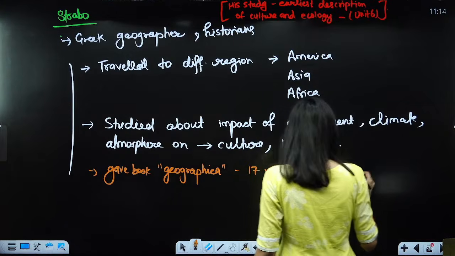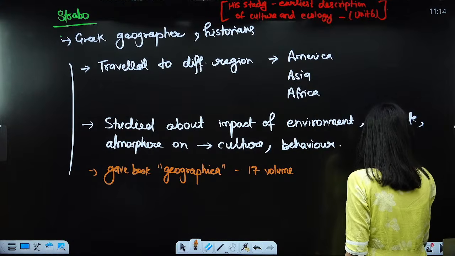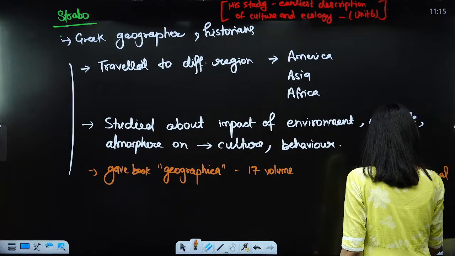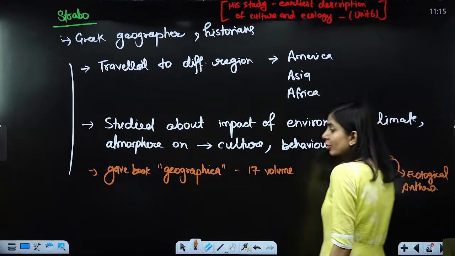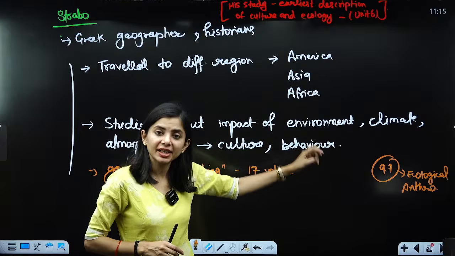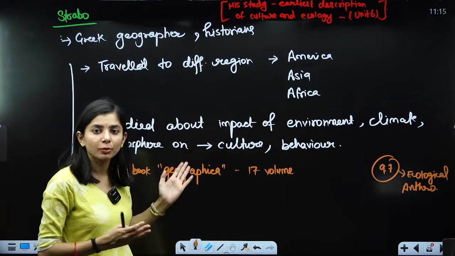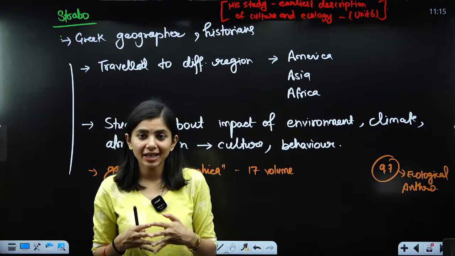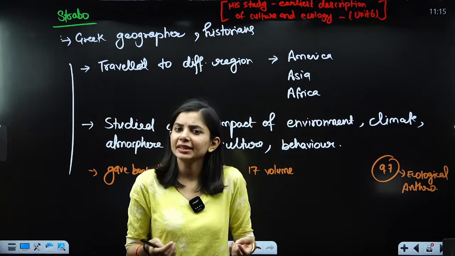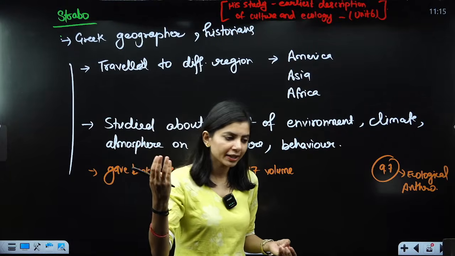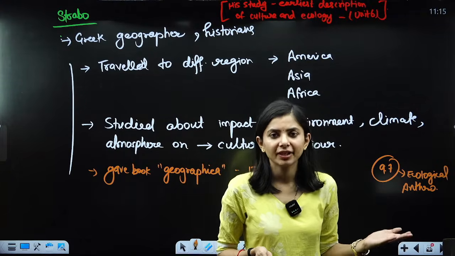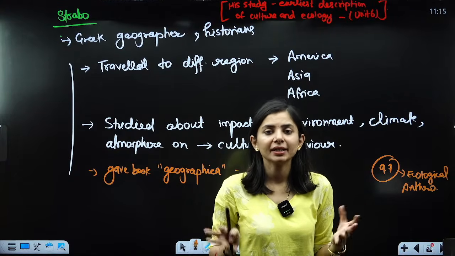Like for example, in unit 9.7 we are going to study ecological anthropology. That is part of biological anthropology, the physical anthropology. So this branch, ecological anthropology, we can say is due to the contribution of Strabo, because Strabo was the one who first conceptualized the environment's effect on human culture and behavior. And that's what we can see: people at higher altitudes have a different lifestyle. People living in desert areas have a different lifestyle. Their clothing pattern and diet pattern are all different.